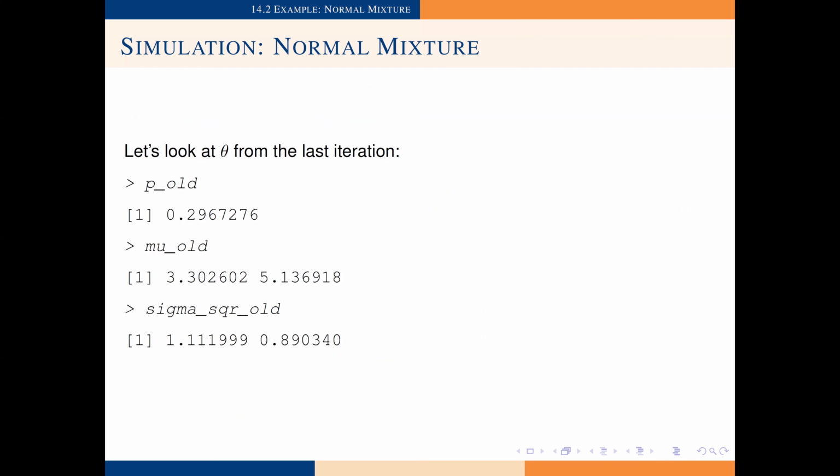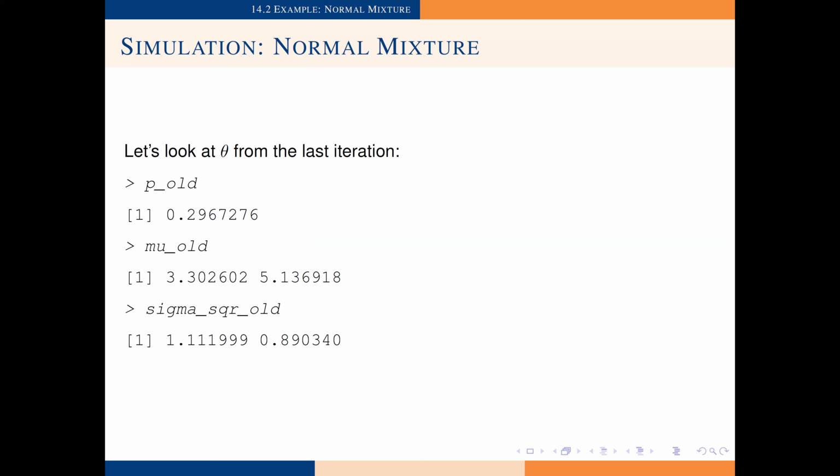Okay, so after 1,000 iterations, we will get a last iteration's P old. Right? In this case, it's given by about 0.29. And the mu and sigma square olds in this case are given by these numbers over here in the 1,000th iteration. What you can see is that actually all of them seem a little bit off from the true value we used to generate the data. However, it does seem to improve over time.